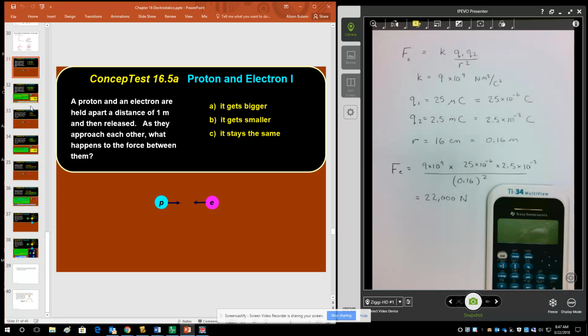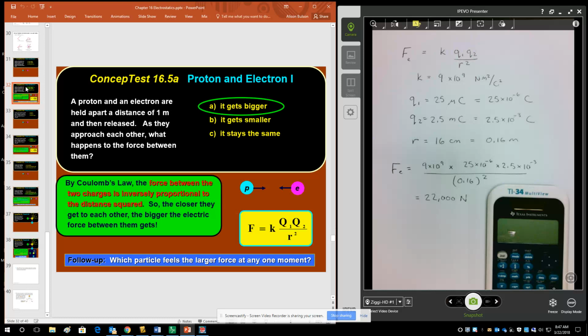So a proton and electron are held a distance of 1 meter apart and then released. They're opposite signs, so they attract. As they approach each other, what happens to the force between them? I hope you answered that the force between them gets bigger. They're attracted to each other whatever their distance, because they're opposite charges. Because they're attracted to each other, if they're allowed to, they move towards each other. And as they move towards each other, that force gets bigger and bigger. So they accelerate towards each other, and their acceleration increases as they get closer.